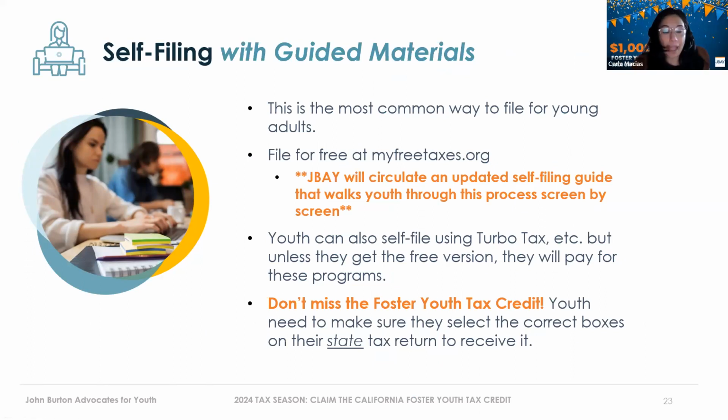So yes, as mentioned in an earlier slide, 85% of foster youth self-filed. And we've mentioned this over and over again. So JBay has their self-filing guide that accompanies the myfreetaxes.org website. This is a platform for taxpayers who make less than $60,000. And Simone mentioned there are other free platforms that foster youth can use, like TurboTax.